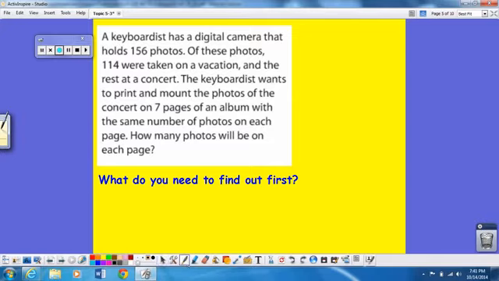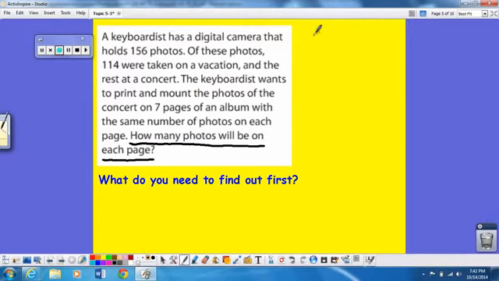A keyboardist has a digital camera that holds 156 photos. Of these photos, 114 were taken on a vacation, and the rest at a concert. The keyboardist wants to print and mount the photos of the concert on 7 pages of an album with the same number of photos on each page. How many photos will be on each page? Now, I don't know about you, but that felt like a really long word problem. So let's make it easy, and let's start off by underlining the question that it's asking us to answer. How many photos will be on each page?